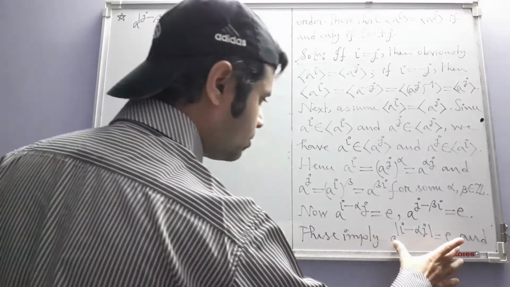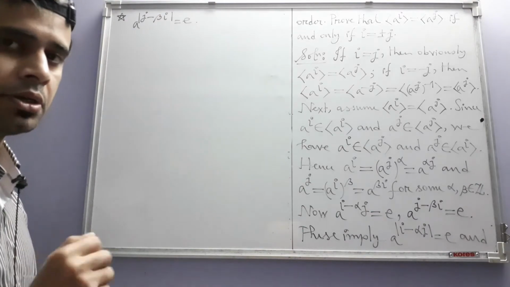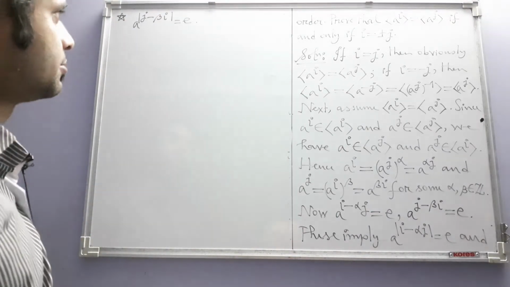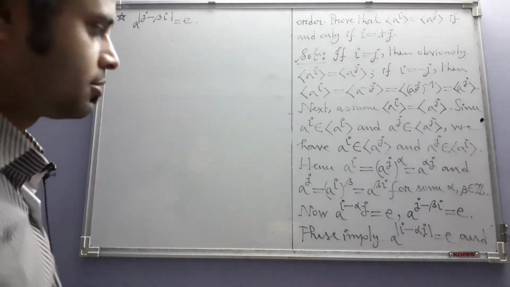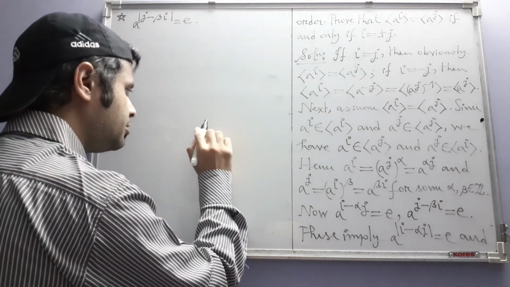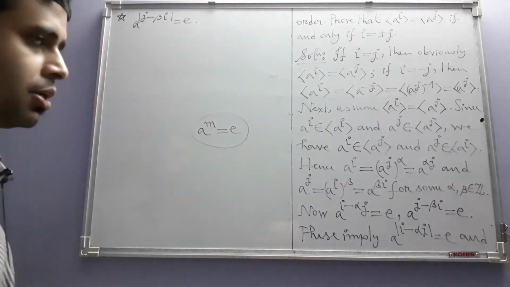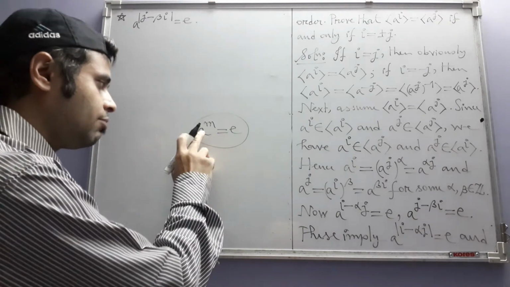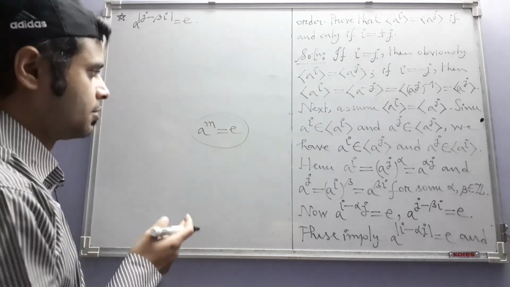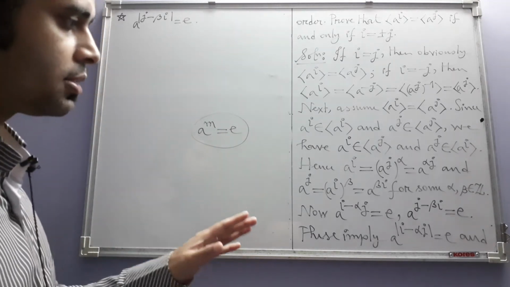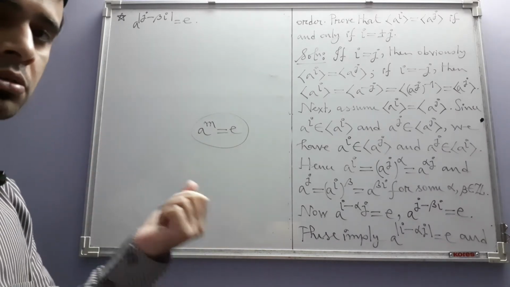Now note that in both these equations, the exponents are non-negative integers because of the presence of absolute values. Now it is given that a has infinite order. So for no positive integer m shall we have this. Because if that is the case, then a will have finite order and the order of a will be at most m. So that means the exponents cannot be positive integers, but they are already non-negative, so they must be equal to 0.